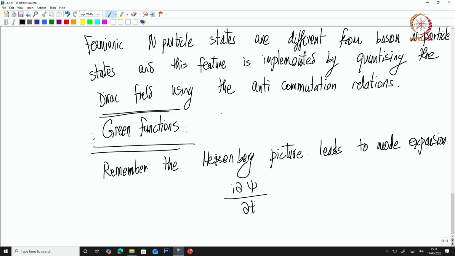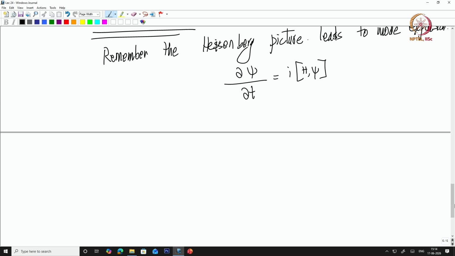So, maybe I should put the i on this side. del psi by del t is equal to i H psi. So this is the Heisenberg equation of motion, and we solve this. How do we solve this? Essentially, by putting in the mode expansion.